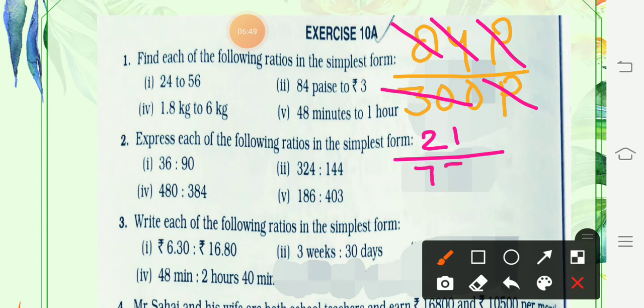4 5s are 20. Now it is cancelled again by the number 3. 3 7s are 21. 3 2s are 6. 1 left, 15. 3 5s are 15. So my dear students, now 7 upon 25 is not cancelling by any other number, or we can say 7 upon 25 has only one factor other than 1. So this is the simplest form.